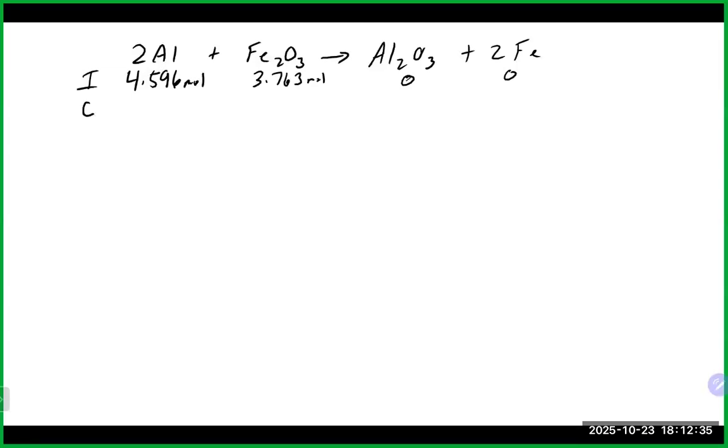The reactants are decreasing, so this would be minus 2x, and once again, we need that 2 for the mole-to-mole relationship. This coefficient is 1, so this would be just minus x. This coefficient is 1, which means this would be plus x. And this coefficient here is 2, which means this would be plus 2x. So again, you do have to take those coefficients into account.